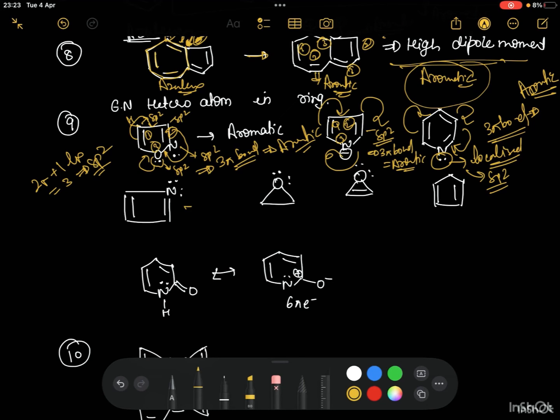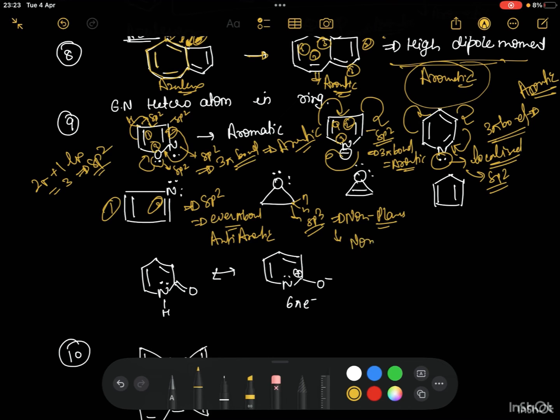This system, sp2, 1 and 2, even pi bonds. This system is anti-aromatic. Now again here, this one is sp3, so it will go into a non-planar system. It is a non-aromatic system.